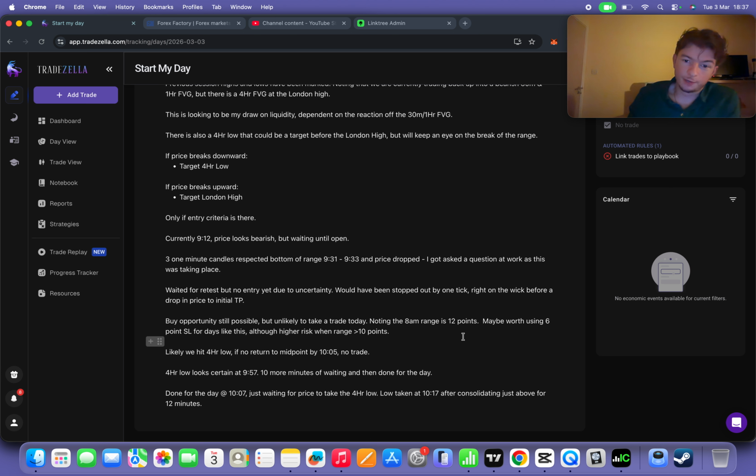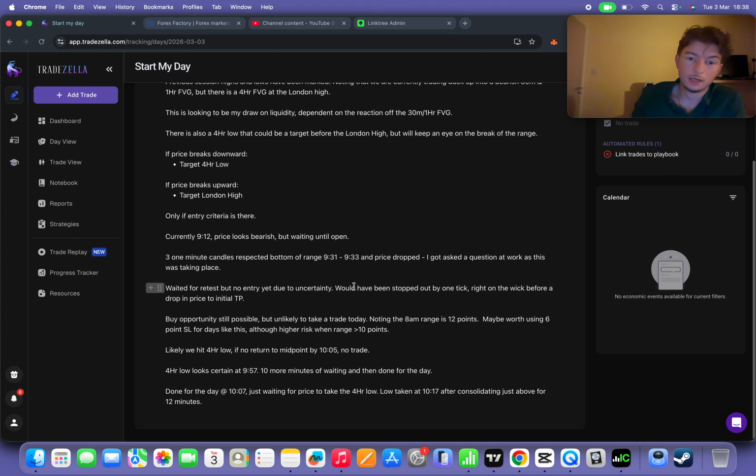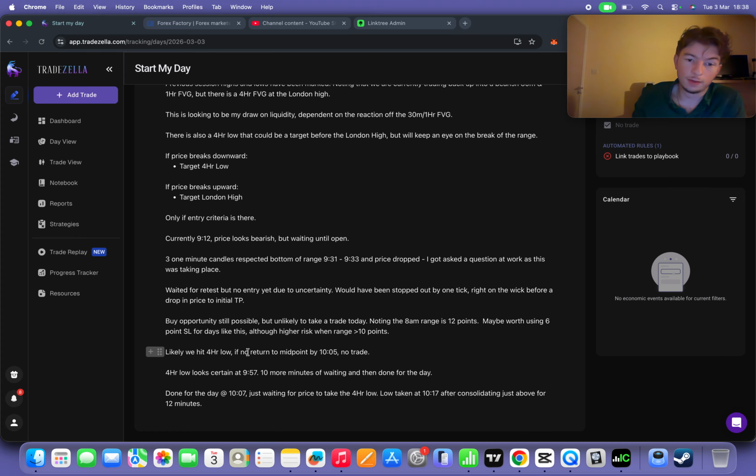Noting the 8 a.m. range is 12 points, it's maybe worth using a 6-point stop loss for days where the range is more than 10, because it's just a bigger gap and price can wick. It can also go the other way. Likely we hit the 4-hour low if no return to midpoint by 10:05.